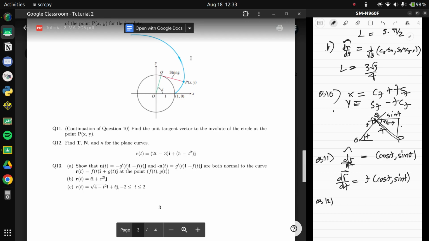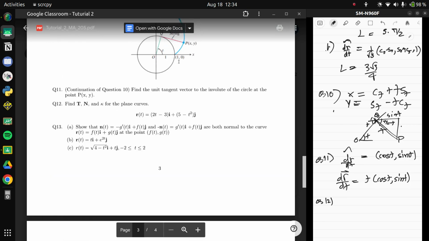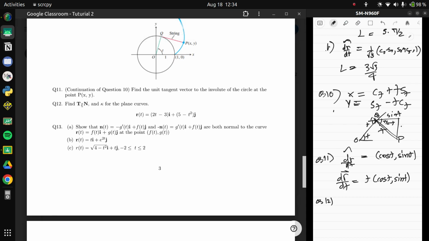Question 12. Okay, find T, N, and kappa for the plane curves. Oh yeah, so T is the tangent vector, the unit tangent vector. N is the curvature? No, no, okay, N is not the curvature. What was N? I don't remember. But this kappa thing, this was the curvature, right? What was N? I think this was the normal vector. That's probably the only thing which makes sense. Yeah, it must be a normal vector, perpendicular to the tangent. Sure. It's just 2 dimensions, so it shouldn't be hard.